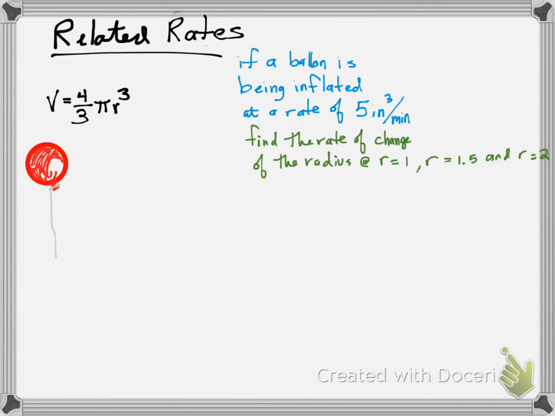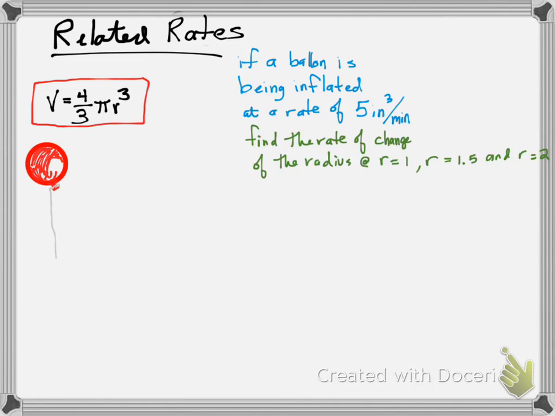This is a related rates problem. So we have this little balloon over here, and the volume of that balloon, we're going to assume that it's a sphere, is 4/3 pi r cubed. You should probably know that.